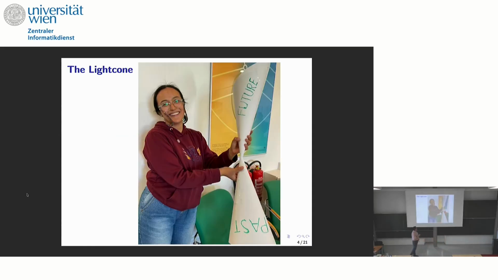Okay, so here is Veronica, the co-author, and she's holding the light cone. Now notice that the light cone has two components: there's the future and there's the past. And then particles come in from the past, something happens, and then they go off into the future. So this is sort of where the scattering process takes place. It's interesting.